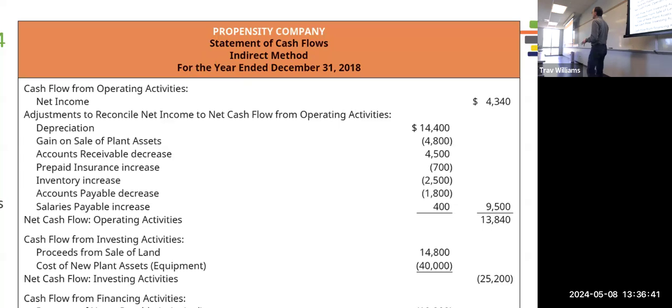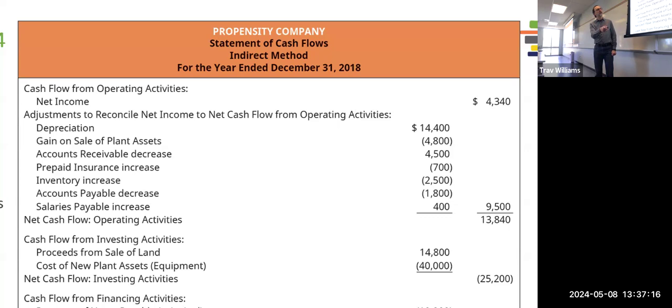Now we can see that this statement of cash flows was created using the indirect method. Well, we can see that because it actually says statement of cash flows, indirect method. But even if it didn't say that, it starts with net income, which tells us this is using the indirect method. Now, this tells us what period it's for. It's for an entire year, ending December 31st, 2018. Okay. So we start with that net income.